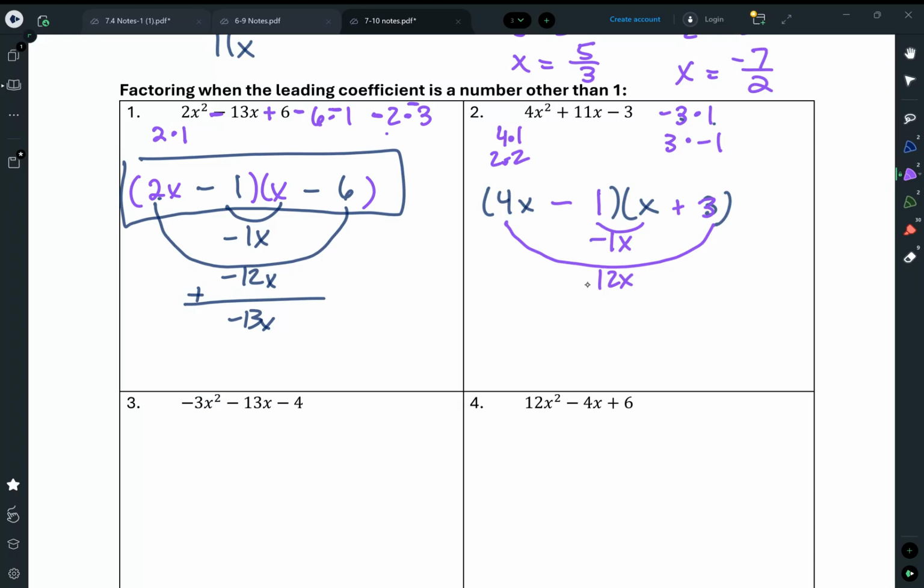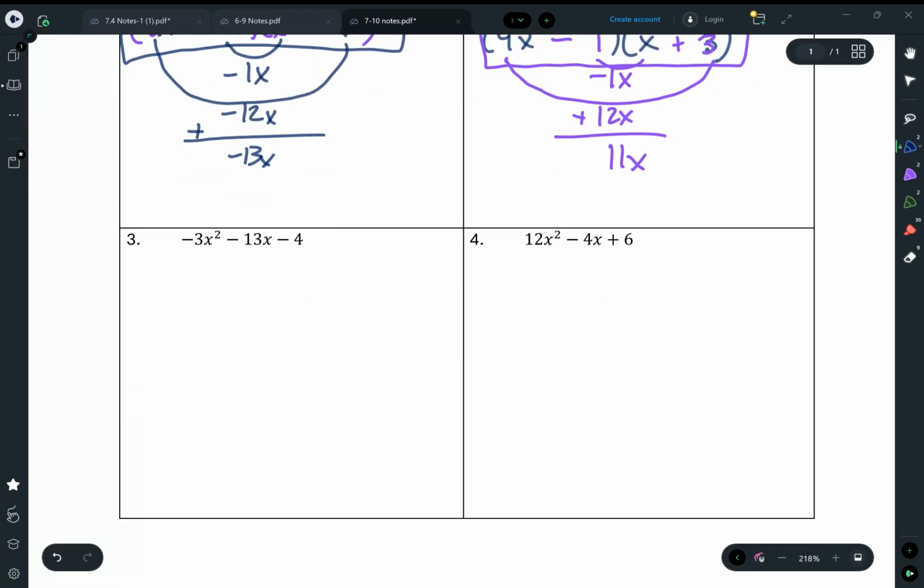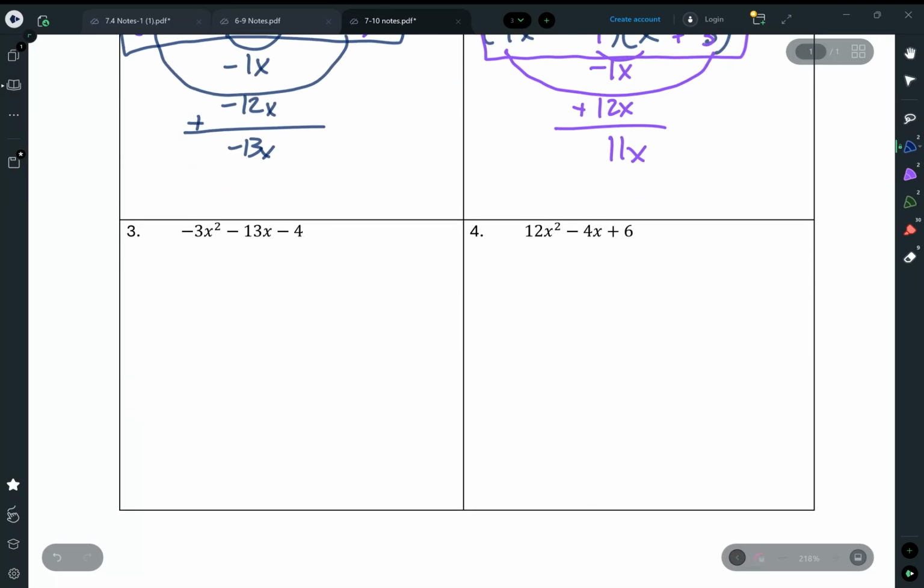So let's go ahead and fill that in. That would give me an 11x. So hopefully this process makes a little bit of sense to you. You could always go back and rewatch that. But again, as we work through these, we get a little bit better at guessing, and I'm trying to kind of model that. So number 3 I don't like because they're all negative.